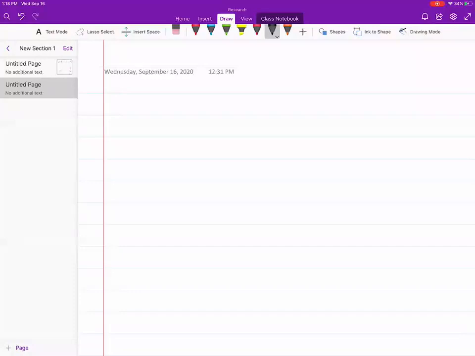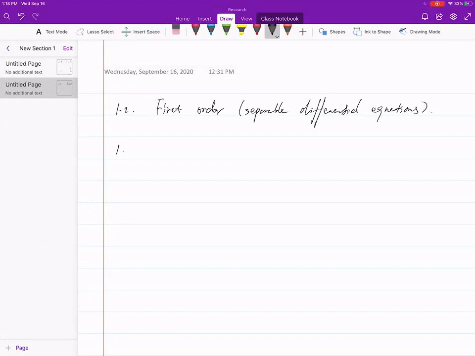Now let's see, then we talk about how to solve it. That's 1.2. It's about first order, and also about separable differential equations. Okay, so the first thing we were talking about is what do you mean by a solution?